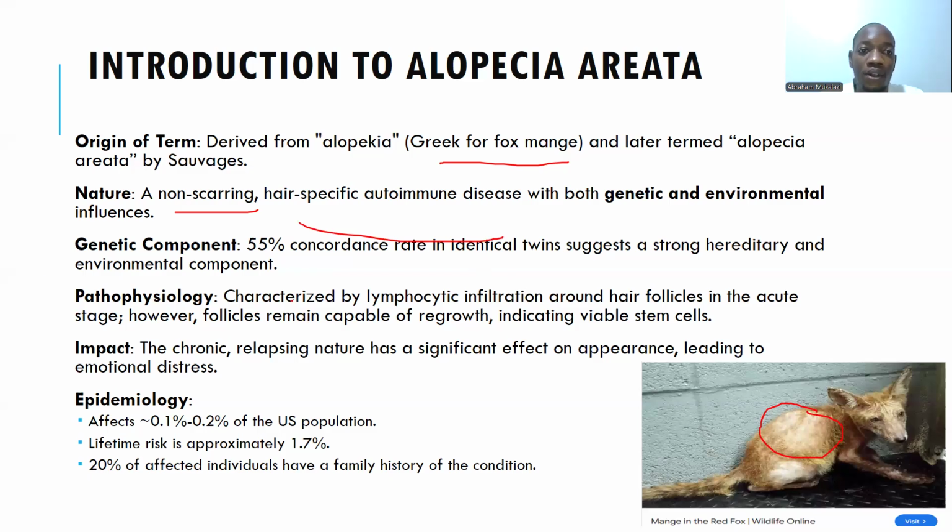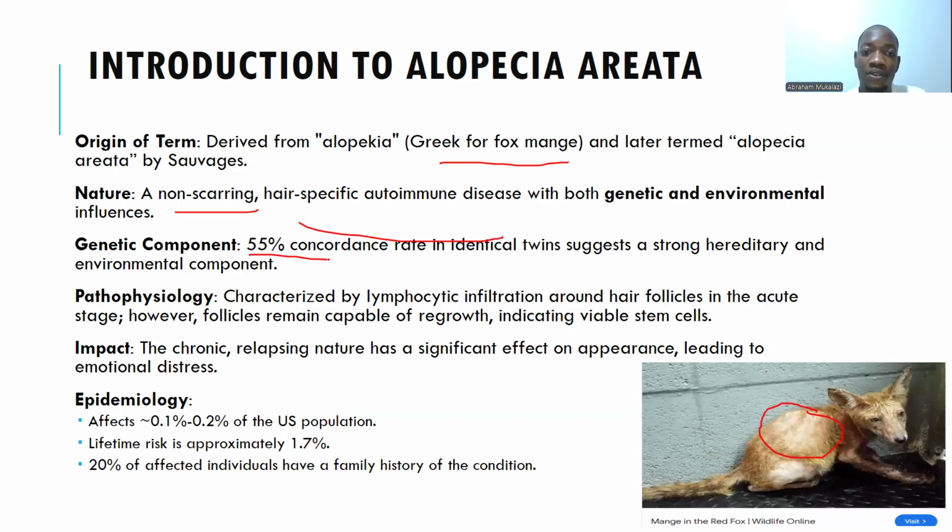So the genetic component contributes; there's about 55% concordance in identical twins, suggesting that there may be a strong relationship with genetics and hereditary possibility for this particular condition called alopecia areata. And it is because of the genetic contribution that we now have environmental factors coming in to play a role. But all these theories have not yet been confirmed.